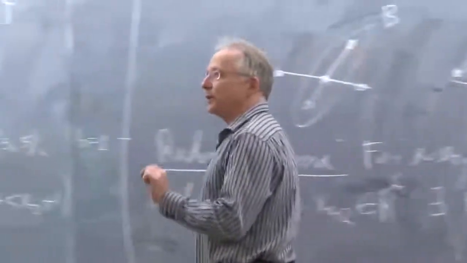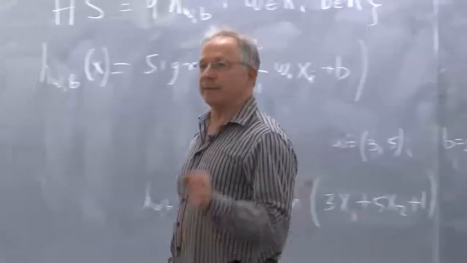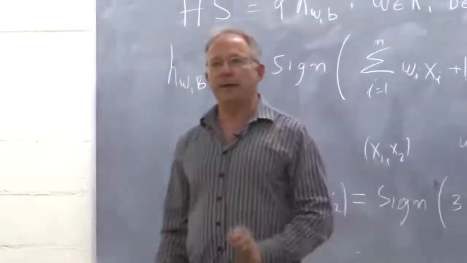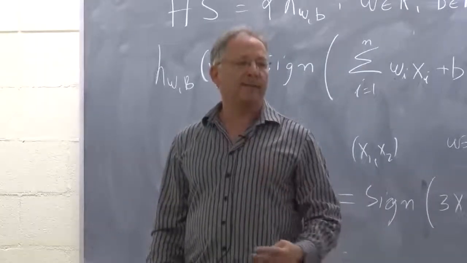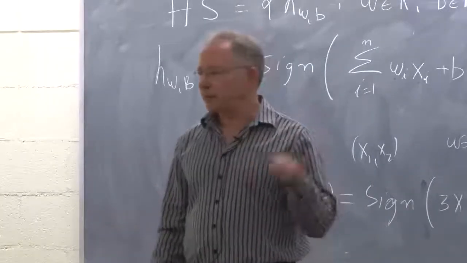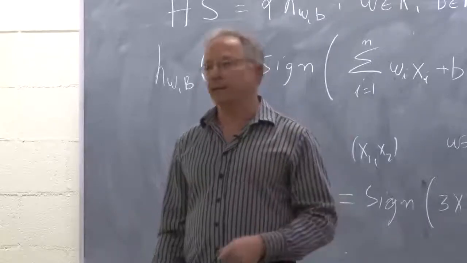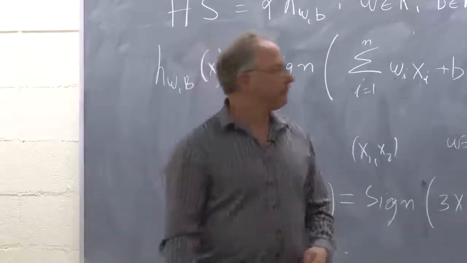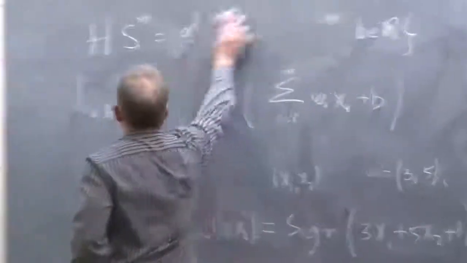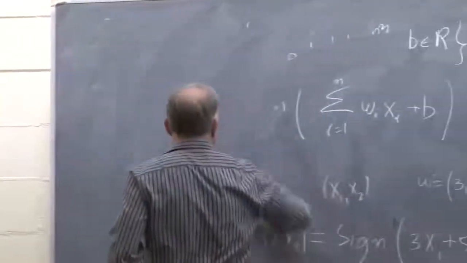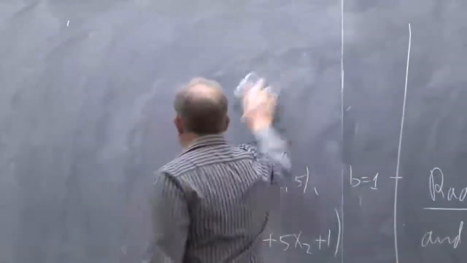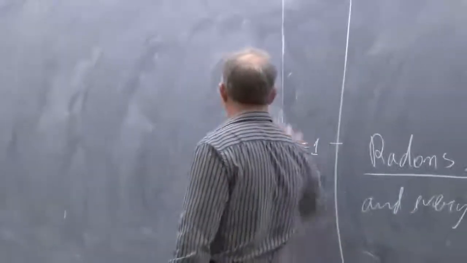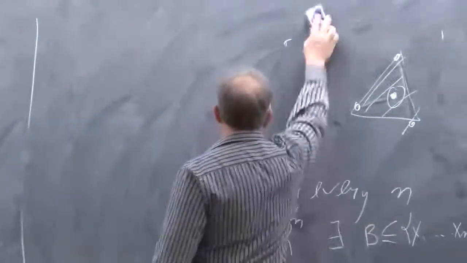So our conclusion is that homogeneous half spaces in Rn have exactly VC dimension n. We showed that there is an n set which is shattered, the unit vectors, and no n plus 1 set can be shattered. So at this point, I feel that you are ripe to do an assignment full of calculations of VC dimensions, and we can move on with learning.